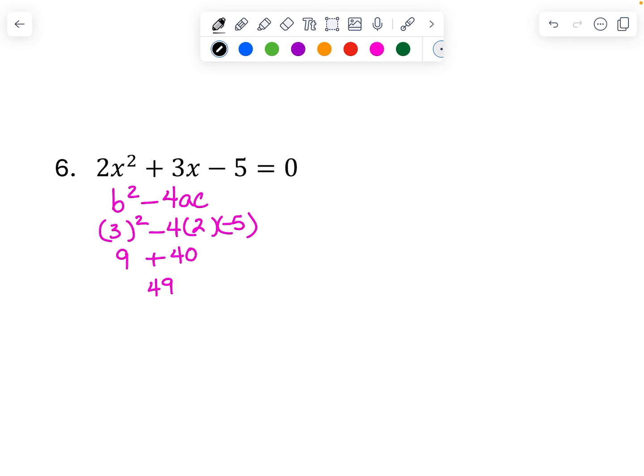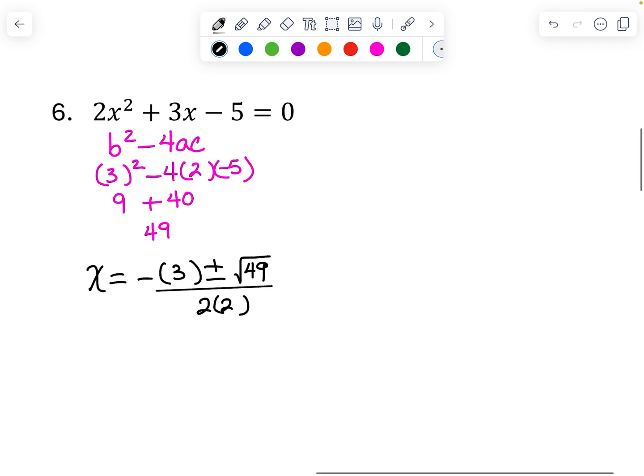So now the quadratic formula. x equals the opposite of b plus and minus the square root of the discriminant divided by twice a. A is 2, b is 3, the discriminant is 49. I said this is going to be nice because this discriminant, which is 49, has a square root that is a positive and -7.